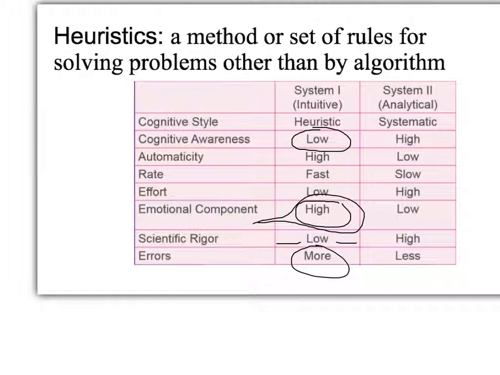On the other hand, thinking about things systemically or analytically has high cognitive awareness, so you're less likely to make errors. But see, what you're trading off here is that, yeah, you're more cognitively aware, you're not as emotionally invested. It has high scientific rigor, and there are less errors, but what you lose is speed. And sometimes in healthcare, you need to be speedy. So this is why we kind of need a mix of both of these methods to come up with the best way to care for our patients.